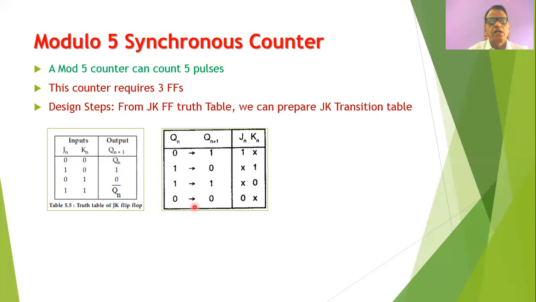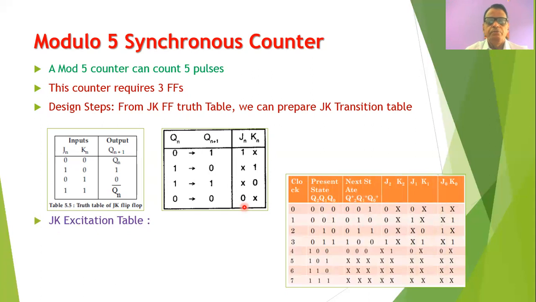And whenever there is a transition from 0 to 0, then you can make use of the first row and the third row of the JK truth table, and therefore you can make an entry 0x, because the value of J is equal to 0 and the value of K can be either 0 or 1.